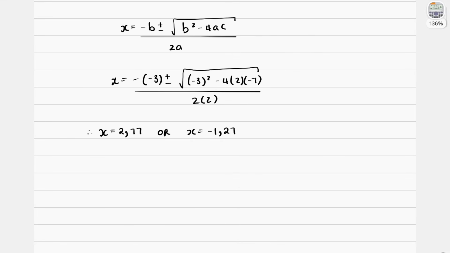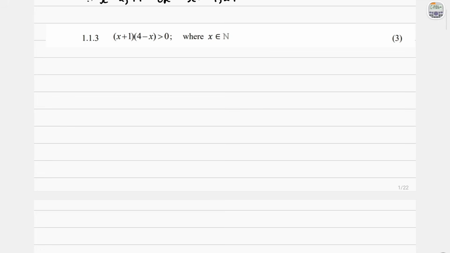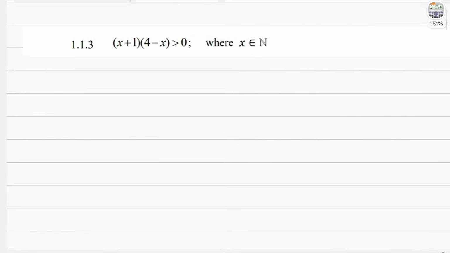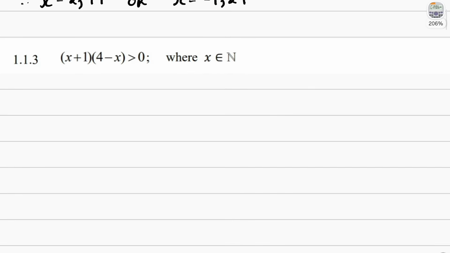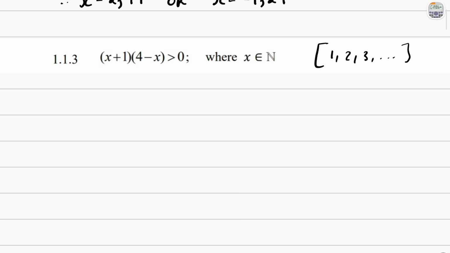Moving on to the next question. Question 1.1.3 says we need to solve for x in this inequality where n is an element of natural numbers. Remember your natural numbers? These are natural numbers. Naturally, when you start counting, you start at 1 and then 2 and then 3 and so on. So those are natural numbers. So just keep that in mind.